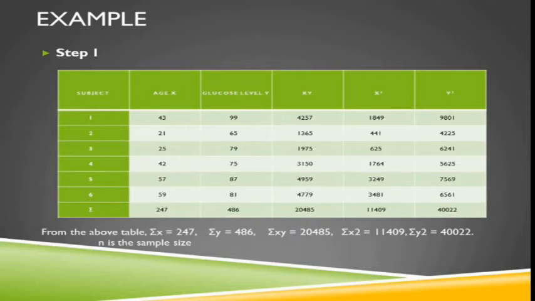After calculations, we get sum of x is equal to 247, sum of y is equal to 486, sum of xy is equal to 20,485, sum of x squared is equal to 11,409, and sum of y squared is equal to 40,022. N is the sample size, here it is 6.